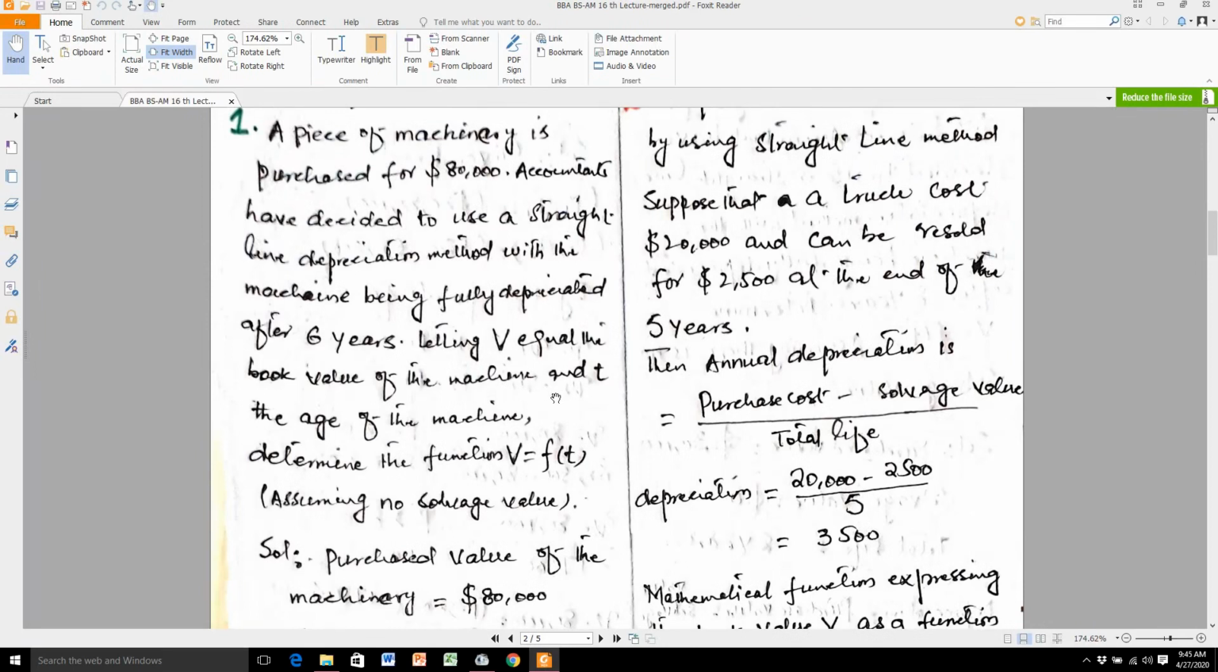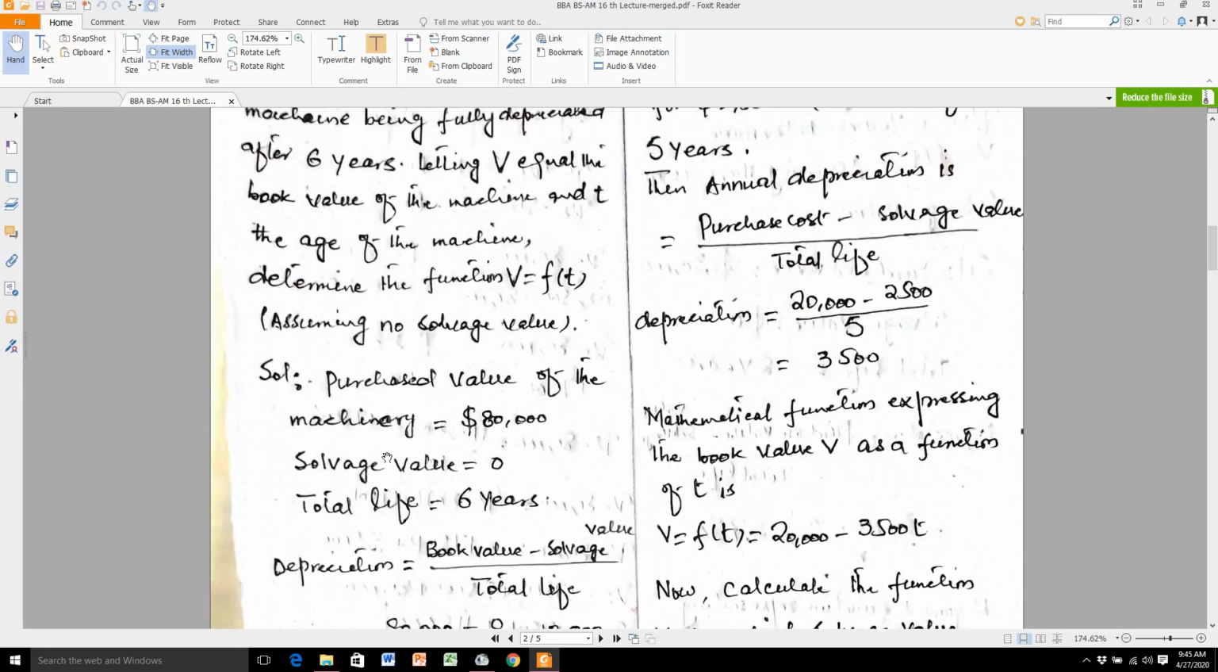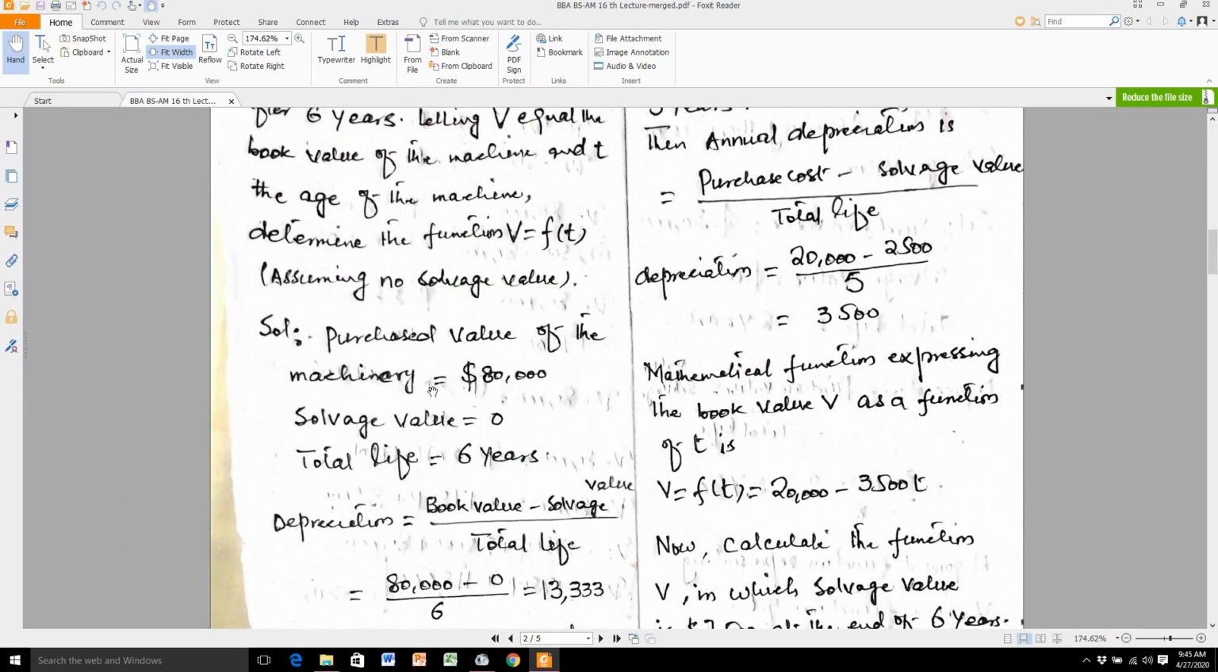So now we move towards the question. Here he also states assuming no salvage value. You also know what is meant by salvage value, which is also called the scrap value, the remaining value of the asset. Now we move towards the solution. First of all, the purchase value of the machinery is $80,000, the salvage value is equal to zero, and the total life of the machinery is 6 years.